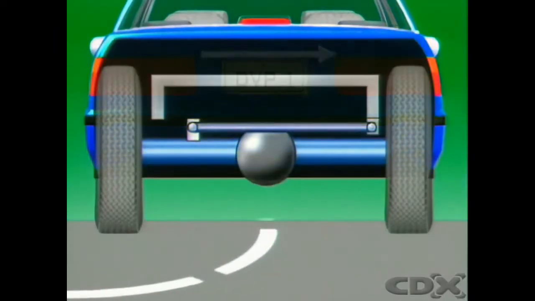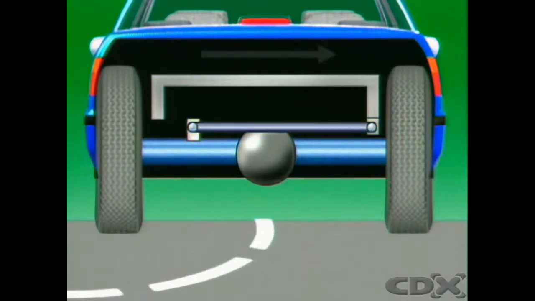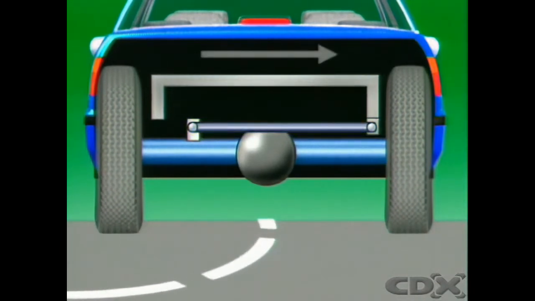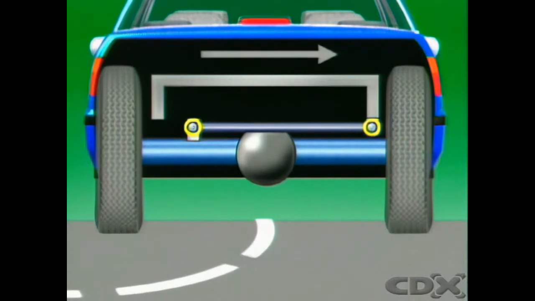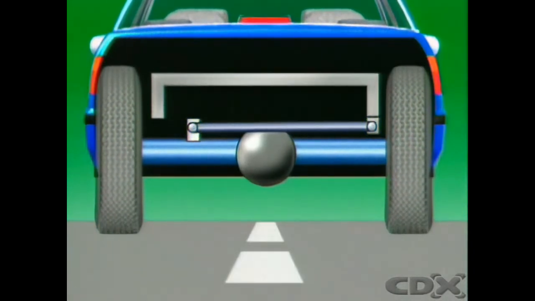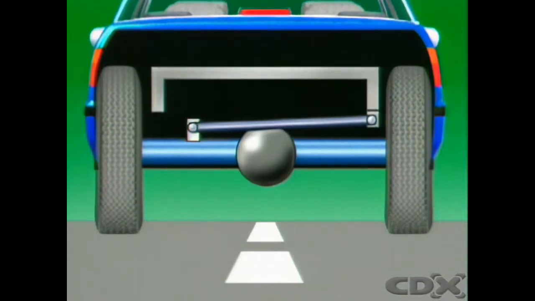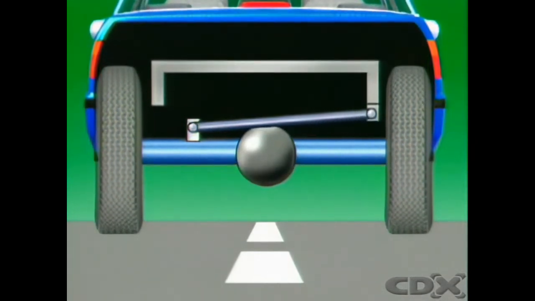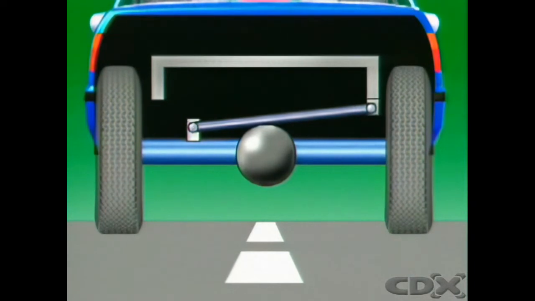A panhard rod may be used to restrict lateral movement of the rear axle during cornering. It has bushes or mountings at each end, where it locates on the axle and frame. This allows for variations in load while maintaining correct alignment.